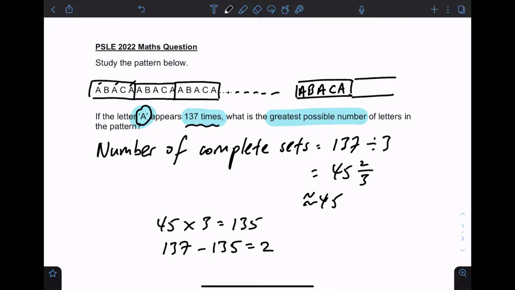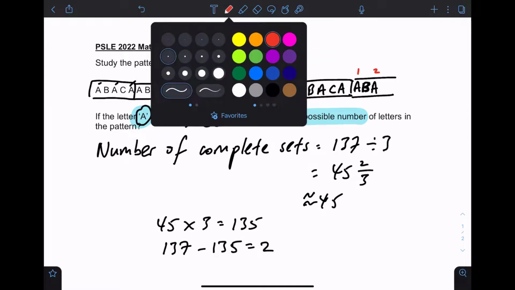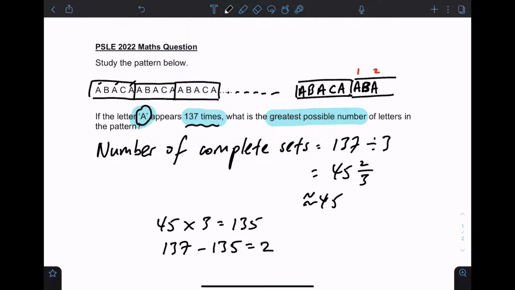So another A, B, A. This is the final A that we can have. Again, we only need 2 more letters of A, right? But the question is asking for the greatest possible number of letters. So the set goes like this: A, B, A, C, A. This last A, we cannot have it because maximum we can only have is another 2 more A's, which will give you a total of 137 A's.